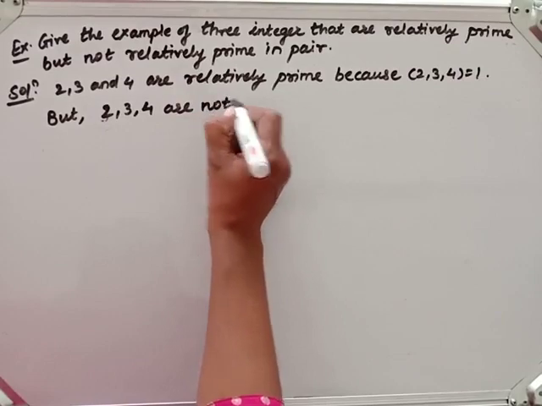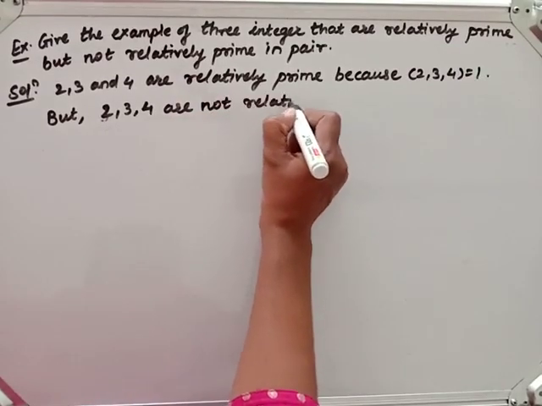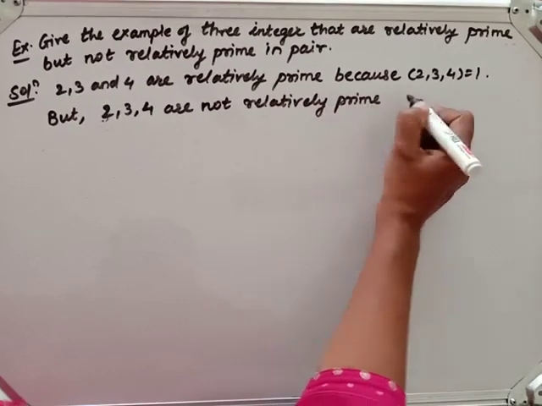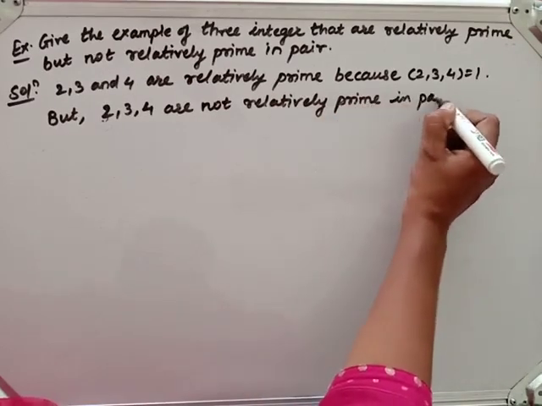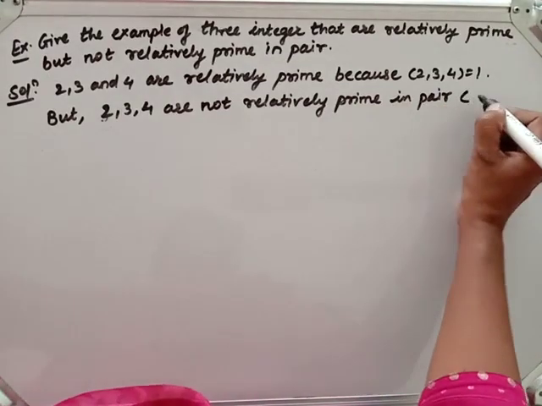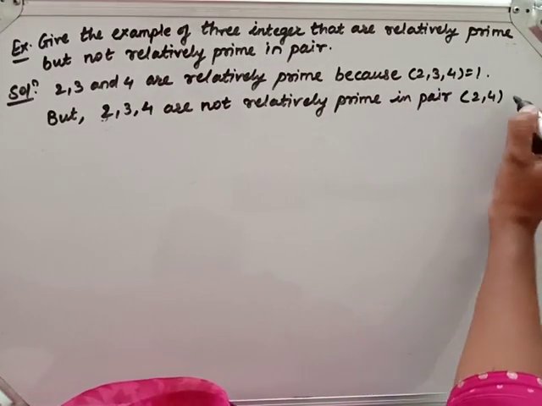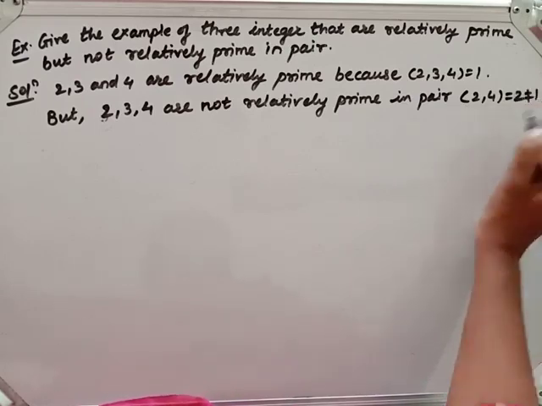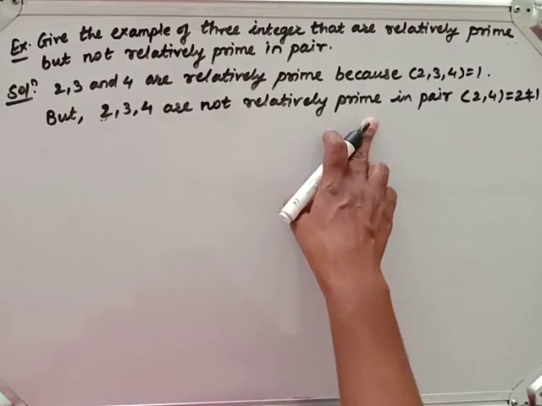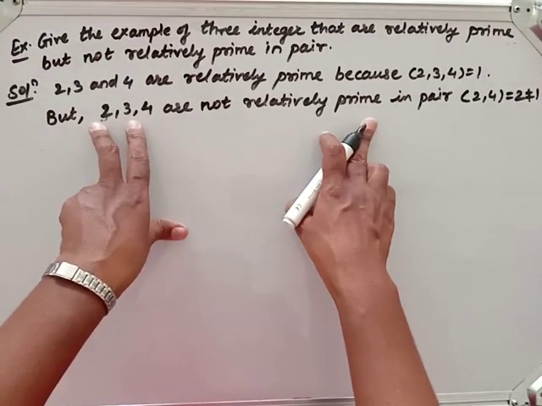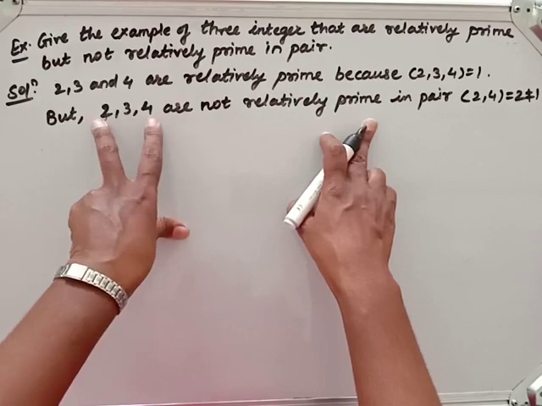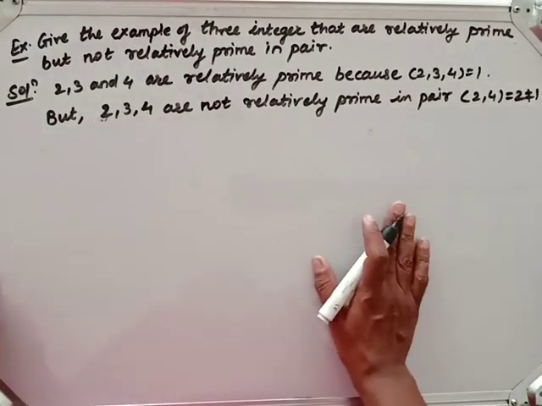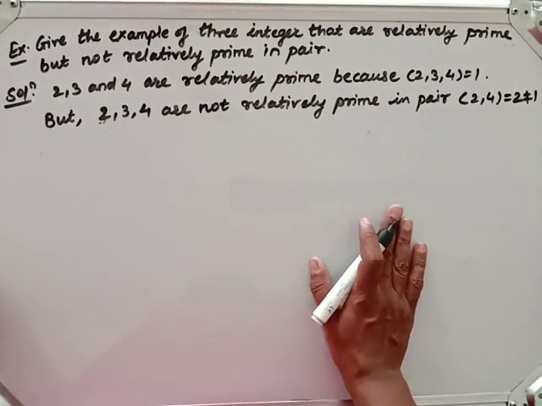Why are they not relatively prime in pairs? We already discussed this definition. The GCD of 2 and 4 is 2, which is not equal to 1. For relatively prime in pairs, if I take 2, 3, then 3, 4, then 2, 4, all the pairs should have GCD 1. But here it is not, so these are not relatively prime in pairs.